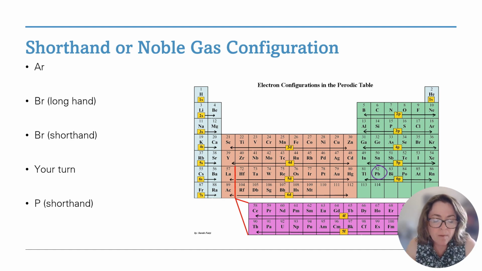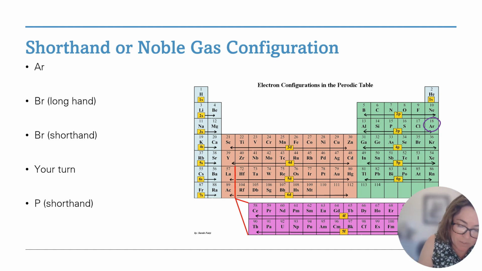And so we're going to talk about a shorthand or noble gas configuration, number 1, so we don't have to write all of that out, but number 2, so that we can focus on the electrons that we're really interested in. So the first thing we're going to do is the electron configuration for argon. So argon's right here. I'm going to do the full longhand configuration for argon.